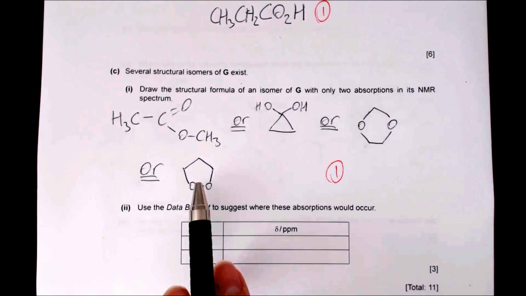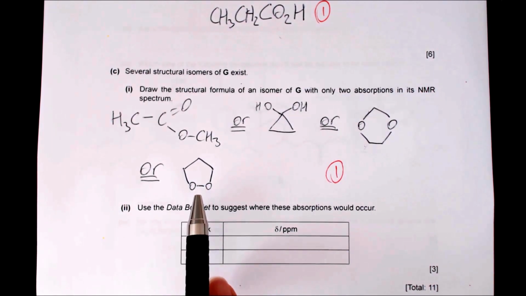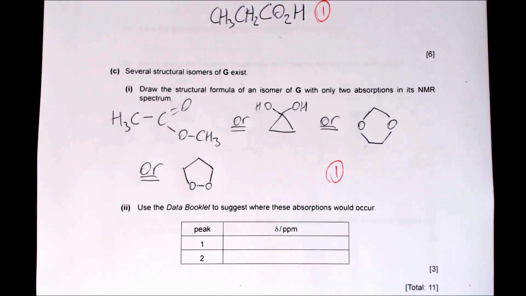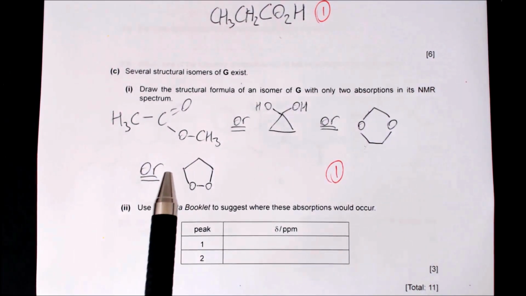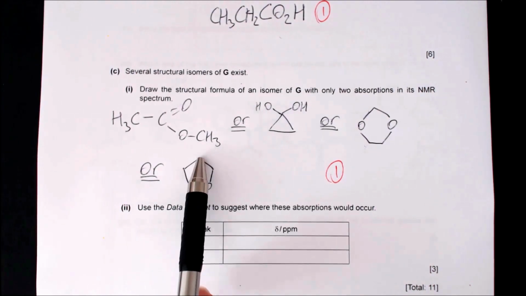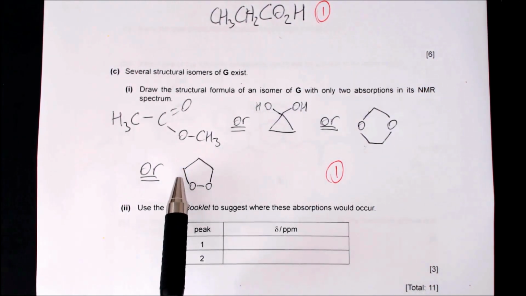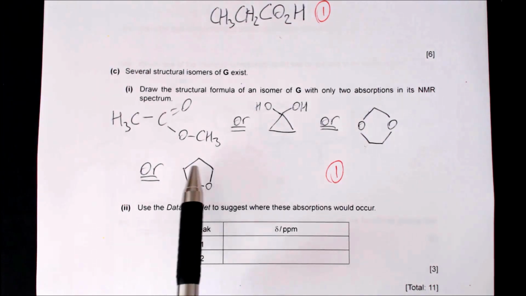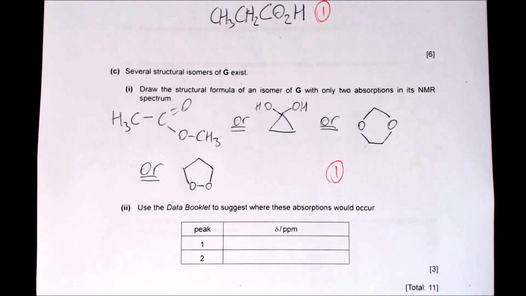And then if you draw this one, which is your 1,2 dioxolane, you would get a peak at 0.9 to 1.4, which would be this one here, and you'd get a peak at 3.3 to 4, which would be these 2 here, which are in the same environment. So it obviously really does depend on which molecule you've drawn to the types of peaks that you get. So please check your answers to make sure you've got them right.